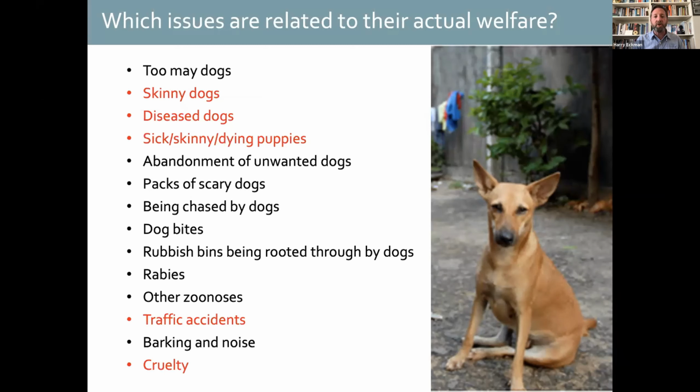When we're talking about dog population management, we can't just go in there and think, what are we going to do to help these dogs? We also have to think about what we're going to do to help the community, the people that live with these dogs, and try and resolve some of the problems associated with these dogs.